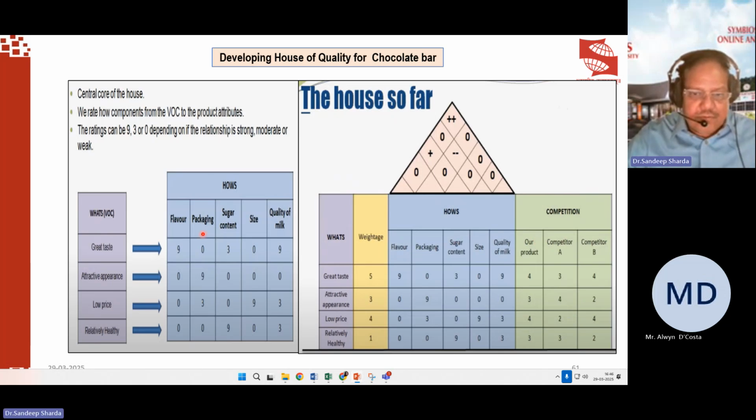Then we are going to go for the house, based on flavor, packaging, sugar content, size, and quality of the milk. These are some considerable parameters under the voice of the customer. If there is a great taste, then we go for the flavor, which is the highest requirement, so we give it 9 marks. Then packaging is non-relevant, so it is a 0. Sugar content is medium, so it is a 3.